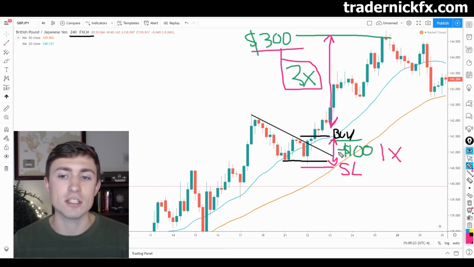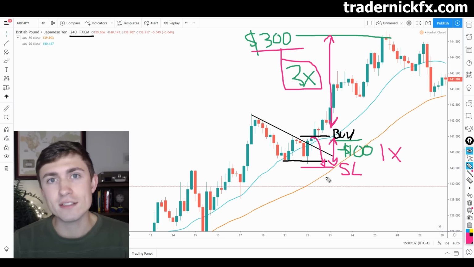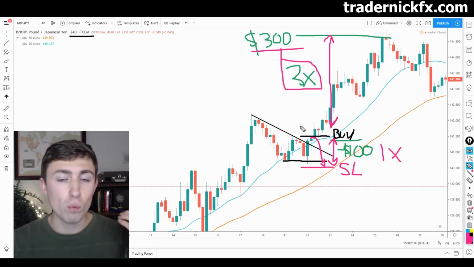You're going to have trades that just don't work out, right? If price came up and broke out of this level, of course, sometimes we're going to see price just not work out and go back into a range. But what we're looking to do here is accept that lower win percentage, right?